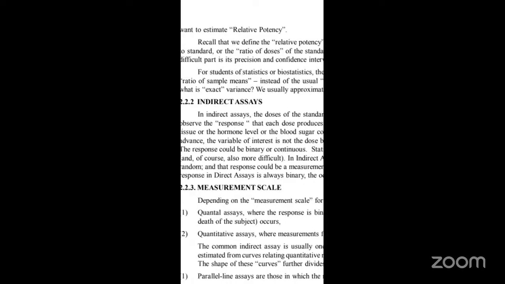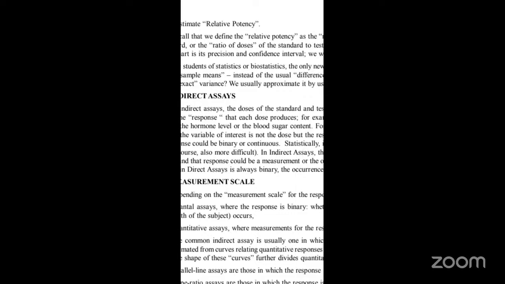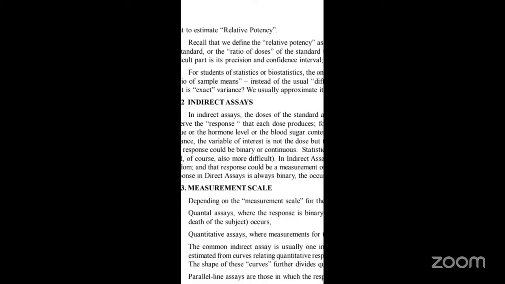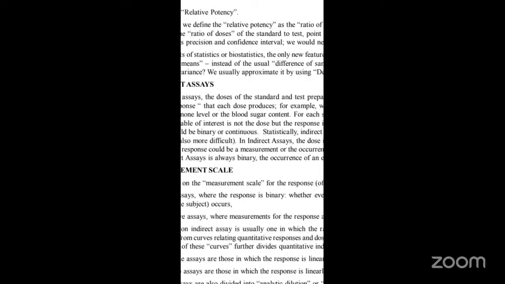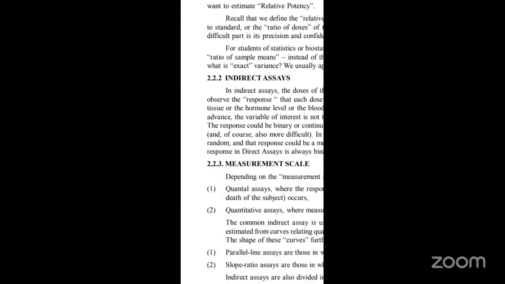See here, dose is fixed, response is random. Here we are not changing the dose. The same dose we are giving and we are finding the response. That is the indirect assay. Please keep that in mind. Now here the response could be a measurement or the occurrence of an event, whereas the response in a direct assay is always binary, the occurrence of an event. What does binary mean? We have two situations, positive or negative. So that we have to note.